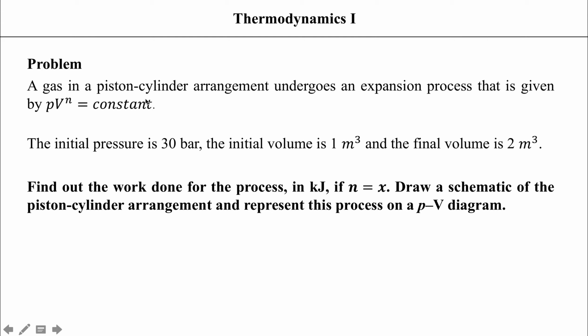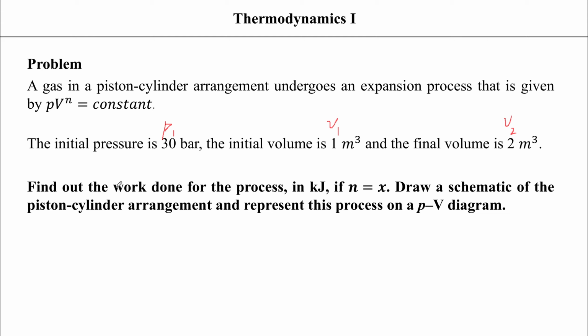So now if you were to go and practice this on your own, I'm leaving this problem here for you. If, say, you have a piston cylinder arrangement and the process is being represented by this equation, which is PV to the power n equals constant, it's called a polytropic process. So you have the initial pressure given to you, which is P1 here. You have initial volume given to you, which is V1. You have the final volume given, which is V2.